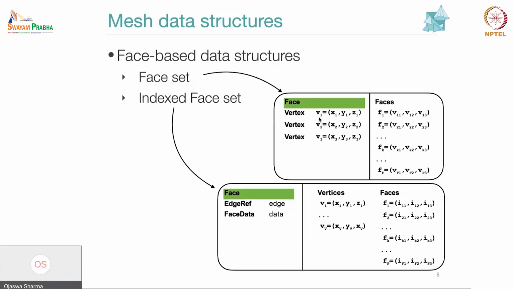I will fix the one in green. There is no edge ref in this case. It has to be vertex indices. But I hope you understand that. Any quick questions here? It's a very simple data structure, just a slight extension of the face set.